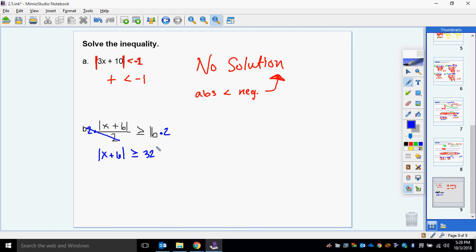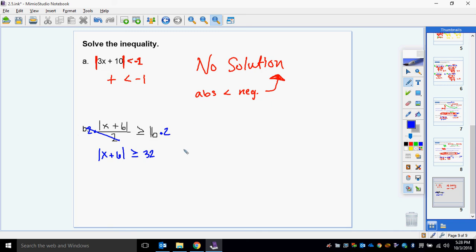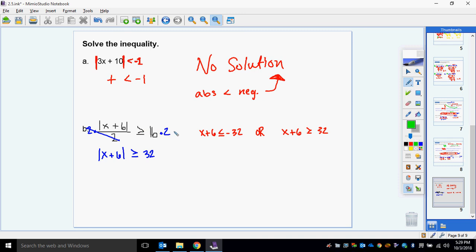Okay, at this point, I want you to pause the video. This is a great or, so see if you can set up a great or than problem. All right, one of the equations that you should have set up is keep everything the same. X plus 6 is greater than or equal to 32. The other one you should have set up was x plus 6 stays the same, but you need to flip the direction of the inequality and change 32 to negative. So you're going to solve both of them.